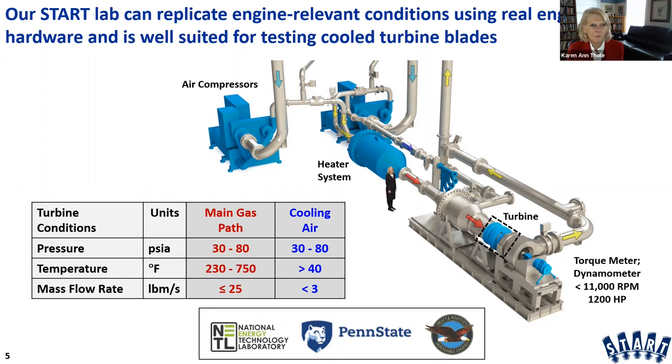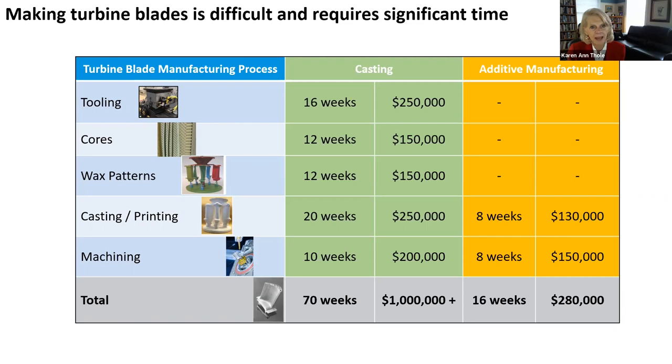As I operate this facility, of course, I want to look at different cooling technologies and different airfoils. So the real motivation for this work is that if I want to design a new turbine cooling scheme for my turbine blade, and I want to make that turbine blade and test it, it takes a lot of time. This chart here illustrates all the different processes that a turbine blade needs to go through to be made.